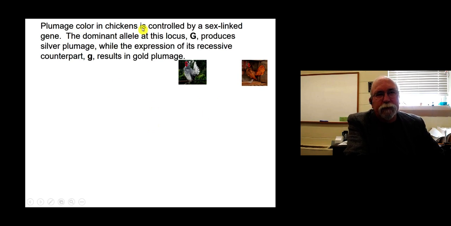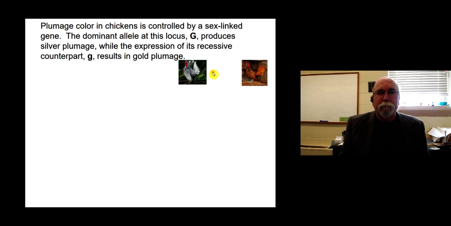We've got a plumage color, the feather color in chickens, that is controlled by a sex-linked gene. Okay, so we're dealing with sex linkage, so we already know the mode of inheritance. We're told that there's a dominant allele at this locus, and we're going to call it G. You can call it anything you want, but we chose to call it G. It produces silver plumage. Okay, that's dominant. And the expression of the recessive, little g, results in gold. So here's a silver plumed chicken right here, and over here is one that's got the gold type coloration.